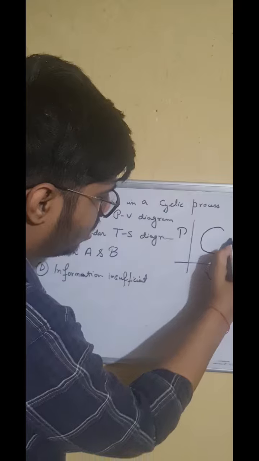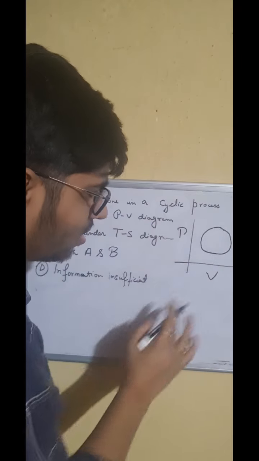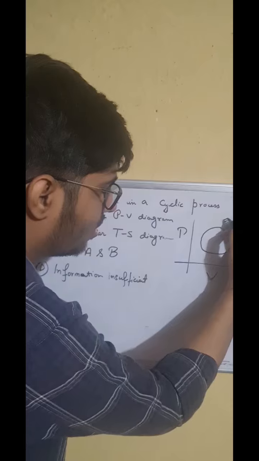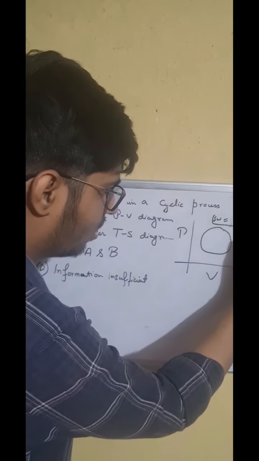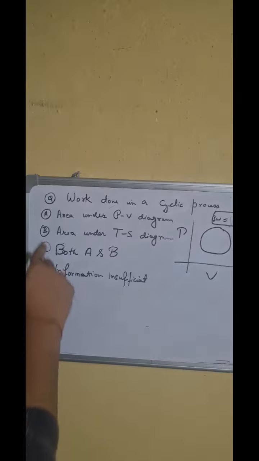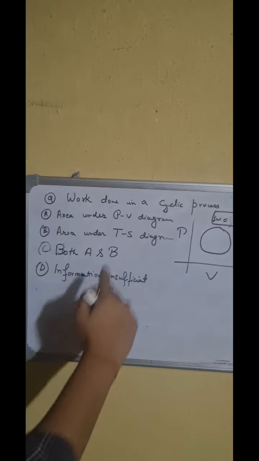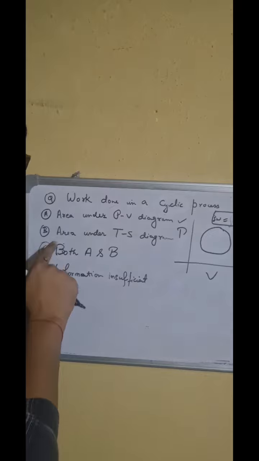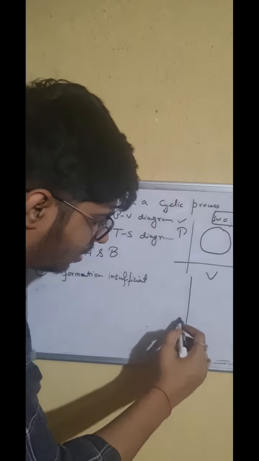This is a cycle. So the area under this curve, we know that the area under the PV diagram is equals to ∫PdV, and that is equals to the work done, work interaction, displacement work. So it is equals to the area under the PV diagram. That's 100% right. Okay. Now in option B, it is telling that area under TS diagram. This option is also correct.